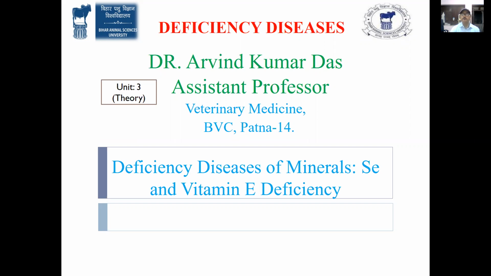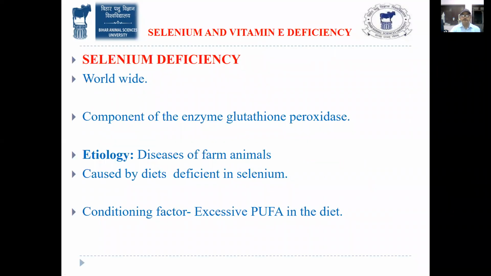Today we will talk about the deficiency syndrome of selenium and vitamin E. Diseases of selenium deficiency are a problem worldwide. The biochemical role of selenium is observed as a component of the enzyme glutathione peroxidase. The enzyme from erythrocytes of both cattle and sheep contains 4 gram atoms of selenium per mole of the enzyme.